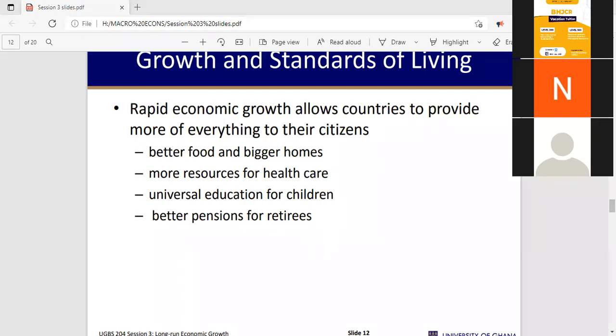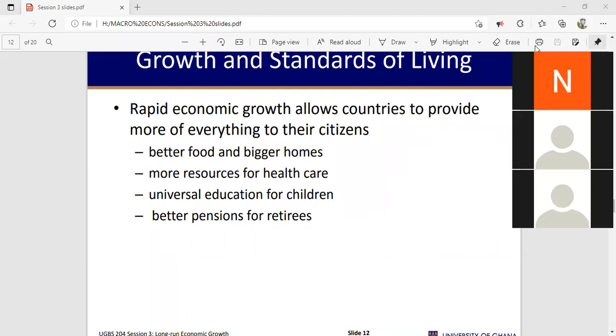Nantaji, your hand is up. Yes. This is a bit off topic, but still relating to macroeconomics. That's fine. I want to know if the economy of Ghana could grow in the step of the superpowers. Like, could we catch up with at least half of the economic growth of the superpowers?